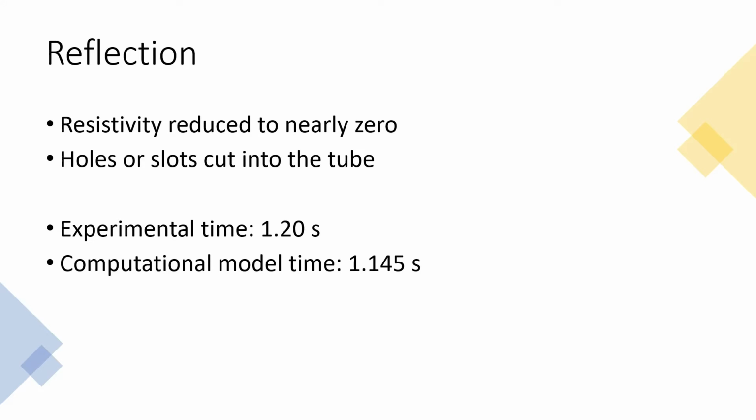Finally, we reached the result of the lab that the time it would take for the bar magnet to fall through the aluminum foil tube is 1.145 seconds, as calculated by the computational model.